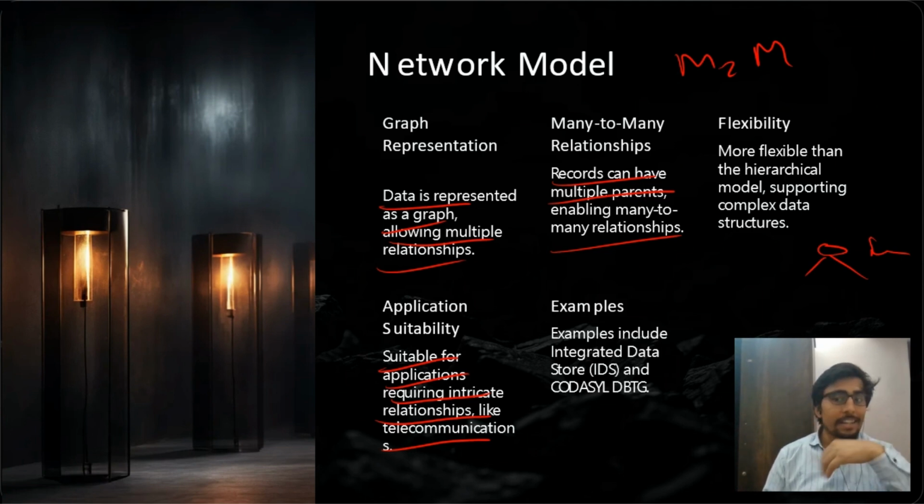So here a child can have multiple parents, and it uses nodes and edges to represent relationships, and supports many-to-many relationships, as I already mentioned. The advantage of using a network model, as I already told, is that it has advantages over the hierarchical model. It is more flexible than hierarchical databases, and you can also have faster navigation for complex relationships.